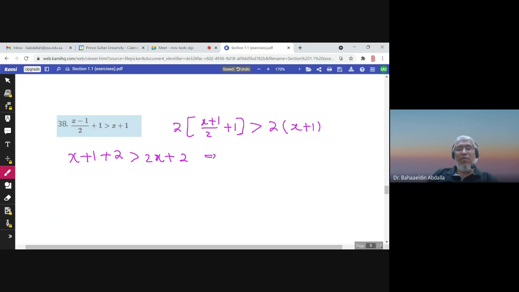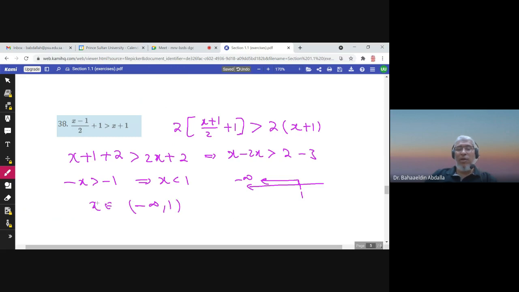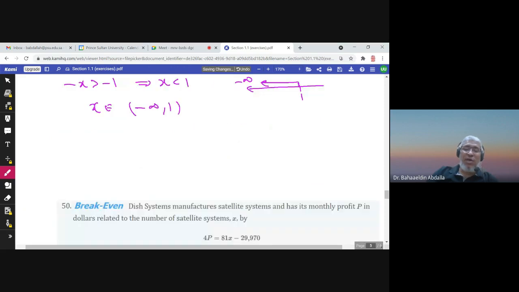Now I have x. I'll bring 2x to that side. And here, this is 2 plus 1, 3. I'll bring it to the other side. So x minus 2x, this is negative x. 2 minus 3 is negative 1. Multiply by a minus sign and change the inequality to less than, so x is less than 1. If this is 1, that's the answer, from negative infinity to 1. So this is the answer of the inequality.